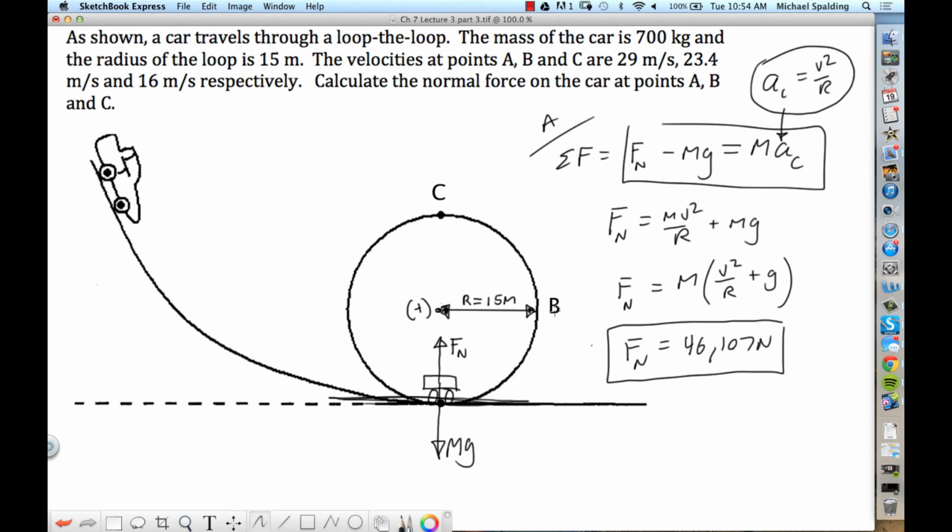Okay? Now, let's skip point B for a minute and go to point C. So going to point C, here's the car, upside down. What are the forces on the car as it passes through point C? You got mg straight down, always straight down, normal force straight down, which I know is weird. It's like, wait a minute, I thought normal force points up.